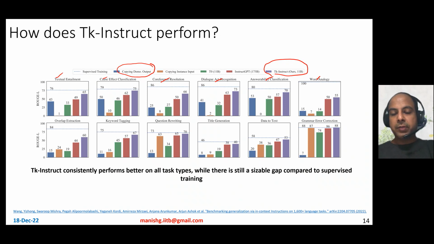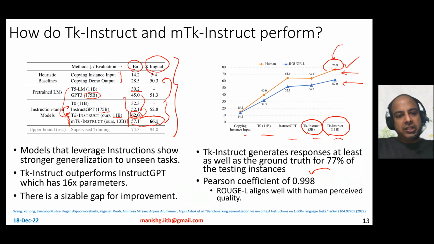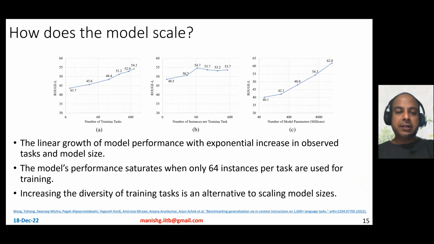Tk-Instruct consistently performs better on all the task types, and there is a sizable gap compared to the supervised trained model. One thing I forgot to mention is that yes, there's an upper bound estimate, which basically shows that an oracle model, of course, performs really well. But hey, this is the upper bound, so there is no such oracle. I mean, this does not really test for zero-shot generalization, and that's that. So from a zero-shot perspective, Tk-Instruct and mTk-Instruct are way better compared to other models that were tried out.